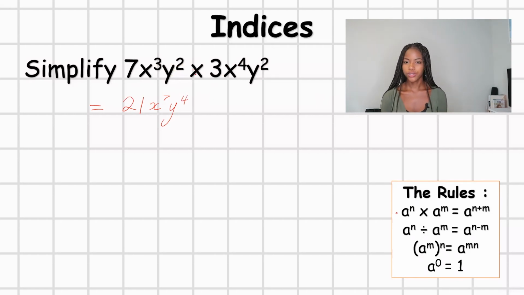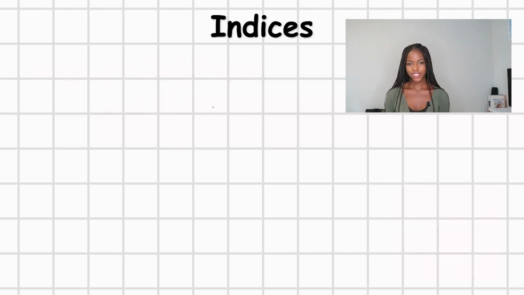Sorry, I probably should have chosen a different letter than x because it just looks like a whole bunch of x's. Let's recap. We've multiplied the 7 and the 3 to get 21, and then we've dealt with the x's, so we've done x cubed multiplied by x to the power of 4, which gave us x to the power of 7, and we've done the same for the y, which gave us y to the power of 4. Hopefully that all made sense to you.